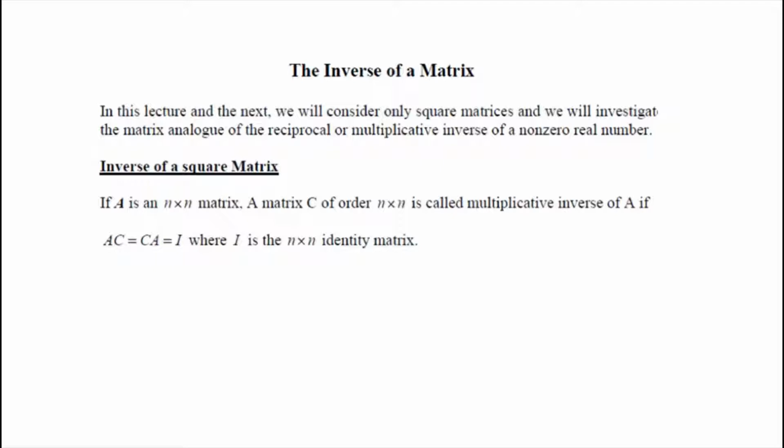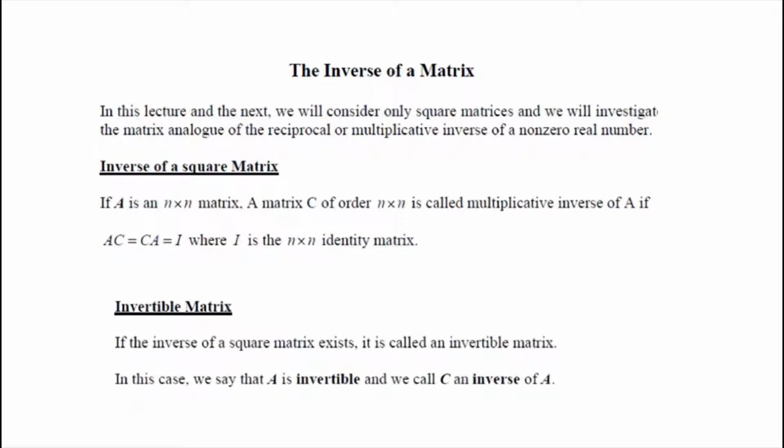In matrices, the multiplicative inverse of a matrix is a matrix that gives you the identity matrix when multiplied to the original matrix. In this definition, A is an n cross n matrix and another matrix C having the same order is called the multiplicative inverse of the given matrix A if AC and CA both are equal to I, where I is the identity matrix of the same order.